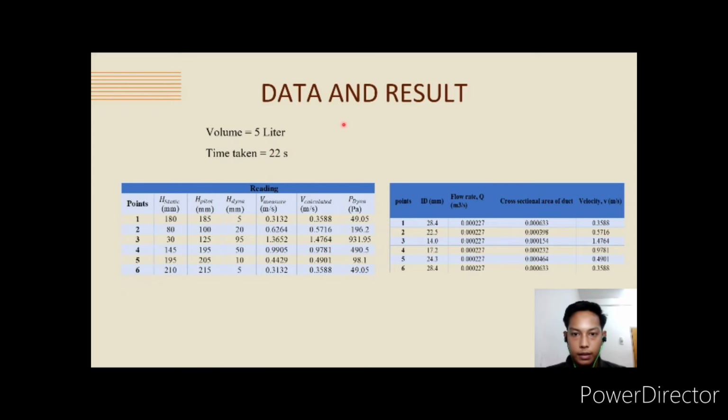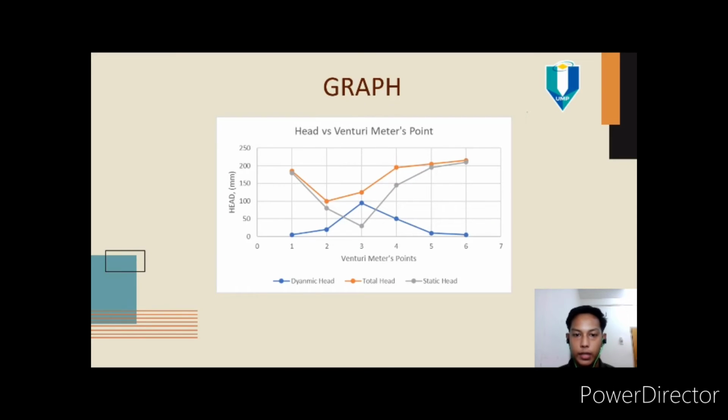Next we go to the data and results. We have 5 liters of volume and the time taken is 22 seconds. Here we have the table of calculations. Doctor, you can see in the report how I use Excel to calculate all these values. Next we go to the graph. As you can see here, we have the head versus Venturi meter point graph.